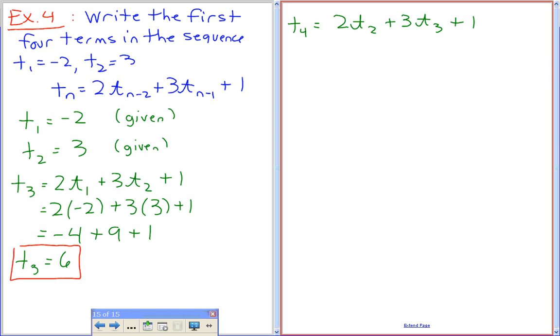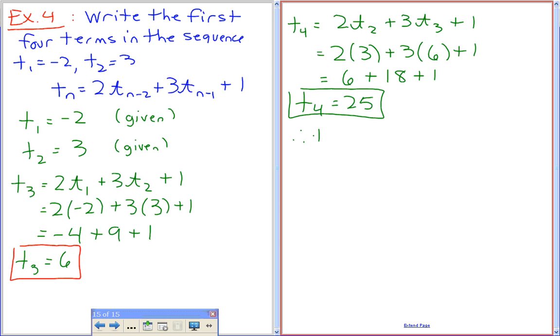Wonderful. All right, Sabrina, can you sub some numbers in for me, please? If you'd be so kind. Good. All right, and we're just putting the numbers in. So this is 6 plus 18 plus 1, which is 25. The sequence is -2, 3, 6, 25.